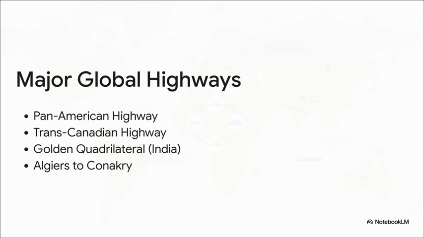Now, when you look closely at a map, certain mega highways literally act as the economic lifeblood of their continents, allowing for totally uninterrupted traffic. We have the super-ambitious Pan-American Highway aiming to connect the Americas, and the Trans-Canadian Highway linking the east and west coasts. Over in India, the Golden Quadrilateral connects the major metros of Delhi, Mumbai, Chennai, and Kolkata. Meanwhile, Africa features massive, sprawling routes like Algiers to Conakry and Cairo to Cape Town.